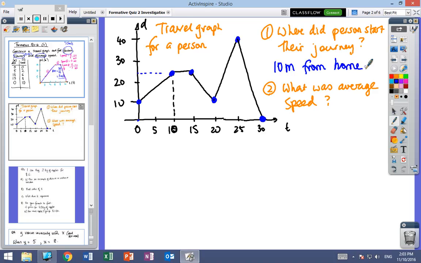Okay, what was the average speed? Okay, so we've got to be very careful here. So the average speed equals total distance over total time. Okay, so what are the distances?